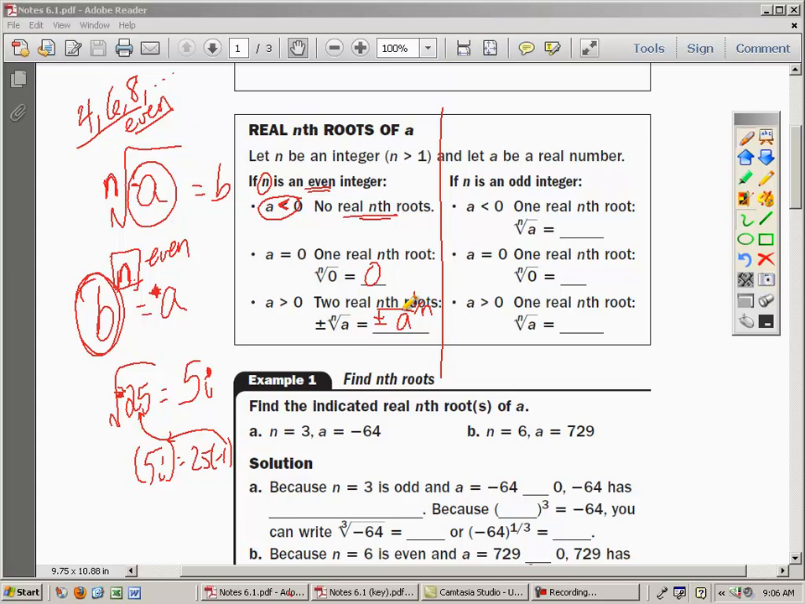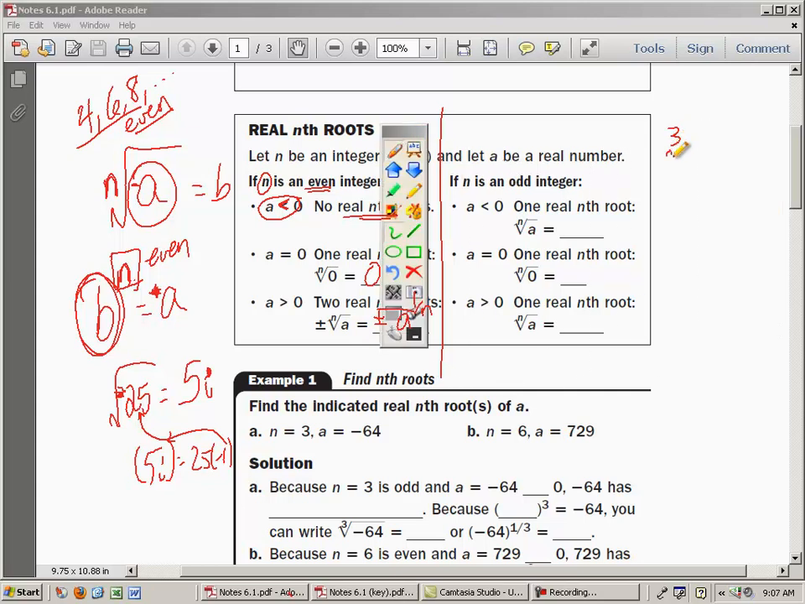All right, going to the other side. What if n is odd? What if the index is, say, the cube root, or the fifth root, or the seventh root? Those would be odd roots. And so if we're taking an odd root, the odd root of a negative number is going to be negative, and so this is going to be a to the n power, or 1 over n power. And again, we'll get more into that rational exponent in just a little bit as we get into the next page. But basically, the key is that it's going to have one solution.